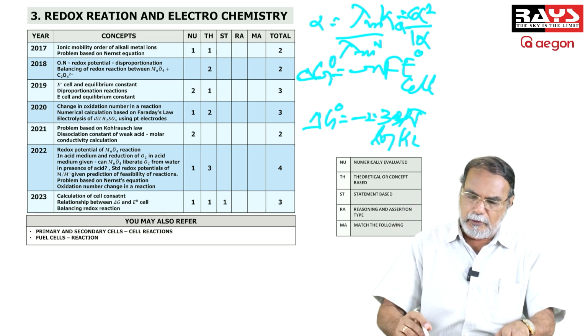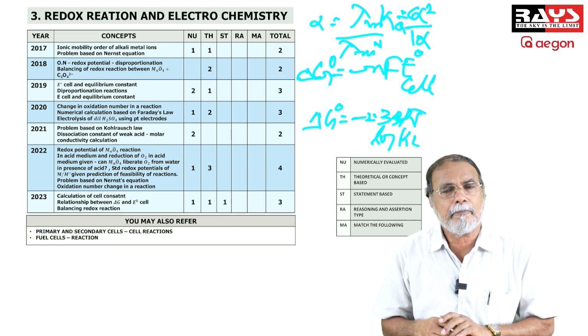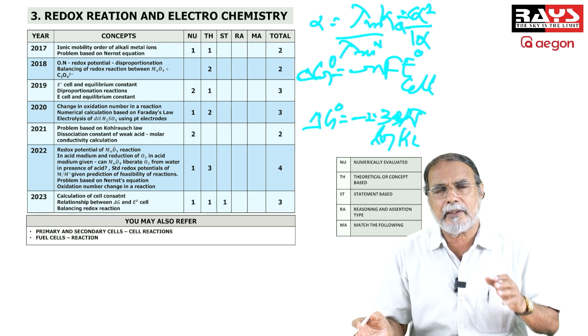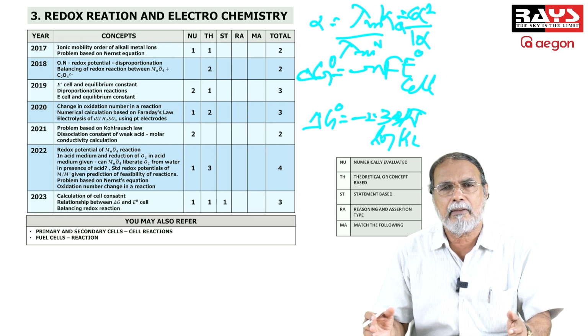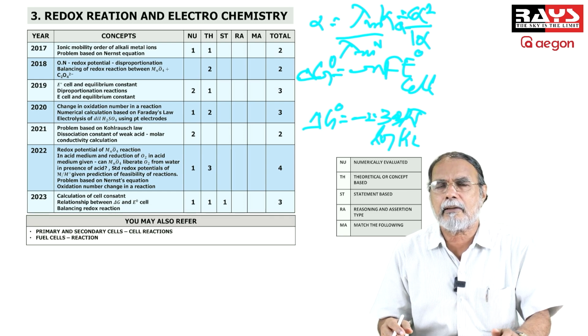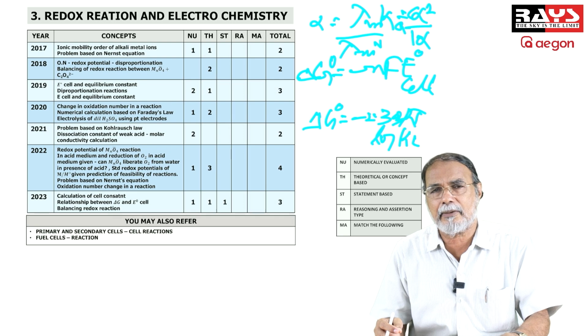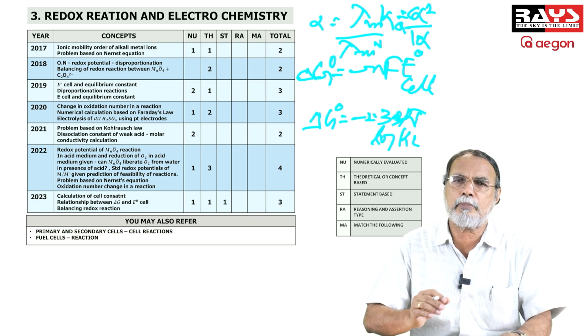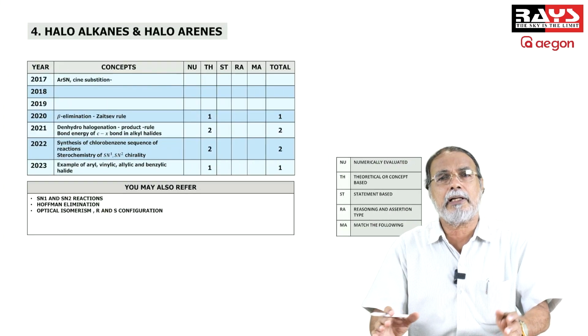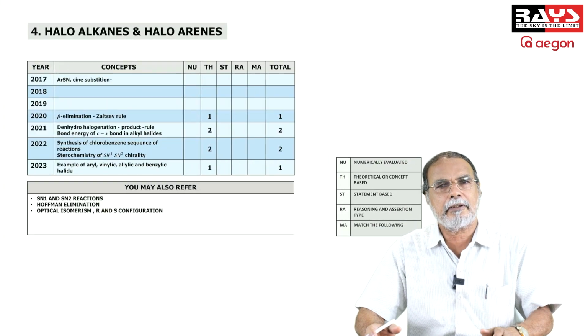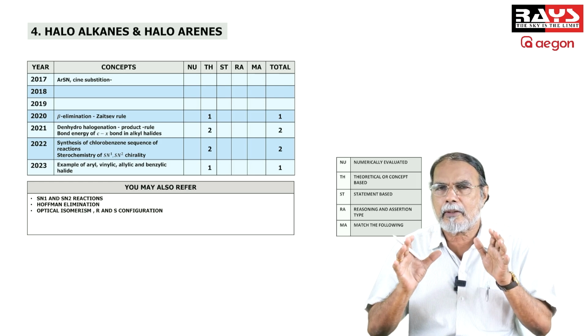Okay, and you may also refer in this chapter to primary and secondary cells. For example, the lead storage cell, the reaction during charging, the reaction during discharging, and so on, and the voltage output of the storage cell. And also about other cells, particularly the fuel cell, the hydrogen oxygen fuel cell. Those things are also important in this chapter, so try to study that. Revise that. You already studied, so what is left is revision with a little more concentration.